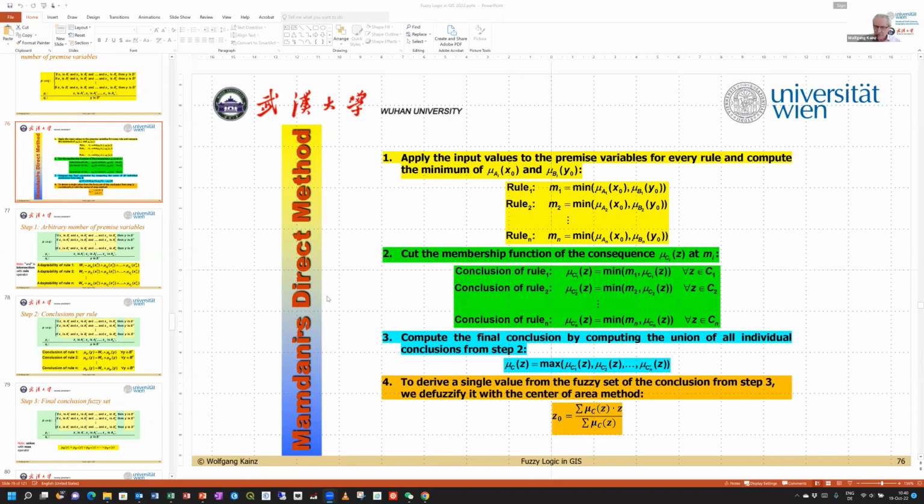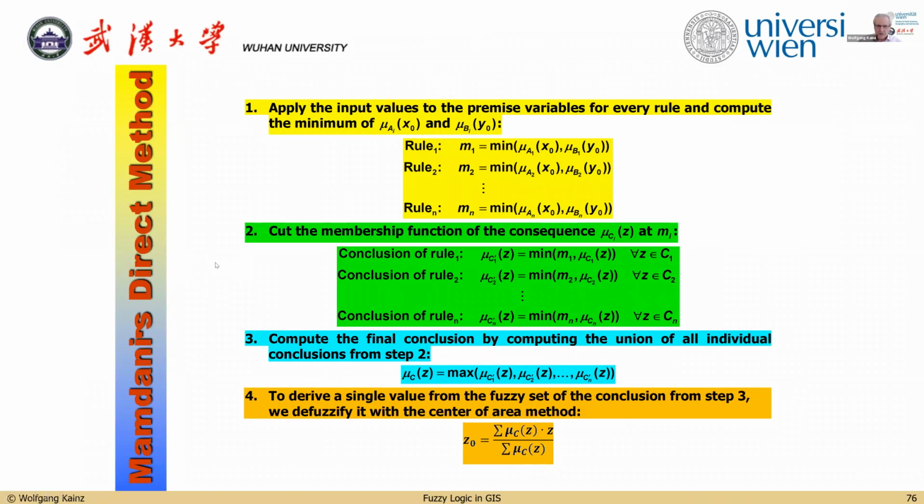I am going to show you a concrete example with this direct method. Again, recall the procedure. It consists of 4 steps. First, compute the minima. Step 2, cut the conclusion functions at those minima. Step 3, compute the union of the resulting cut conclusion functions. And step 4, defuzzify the result.